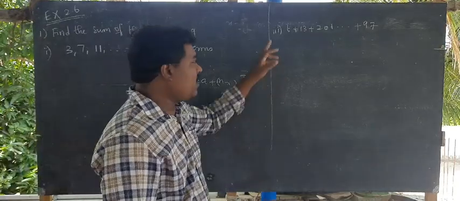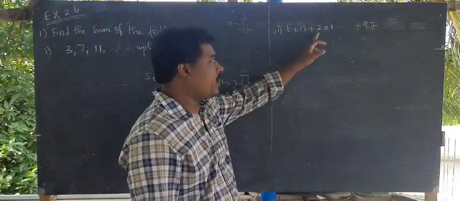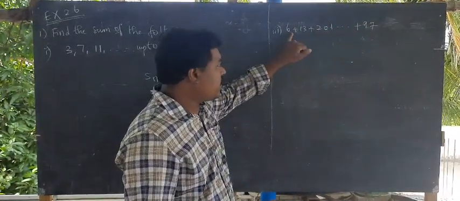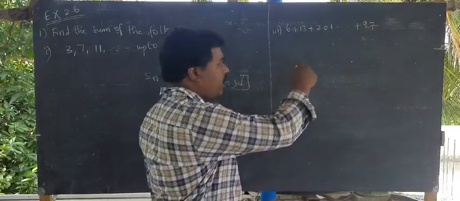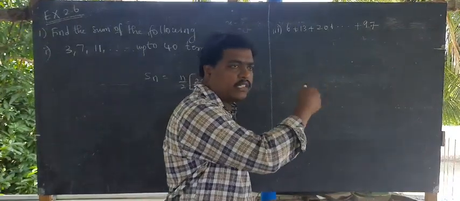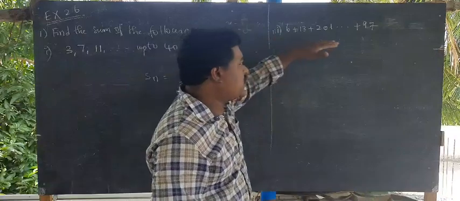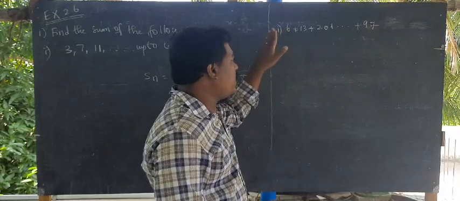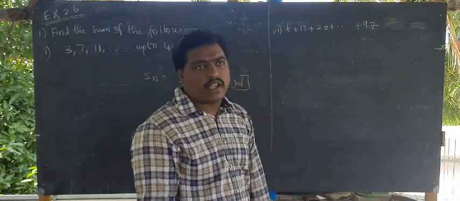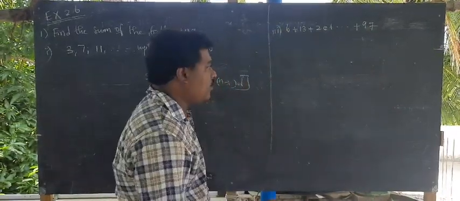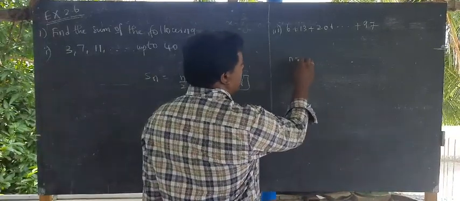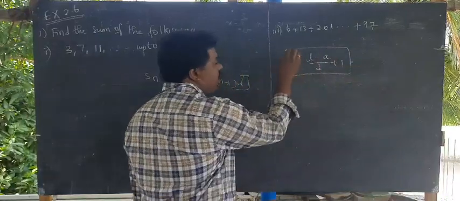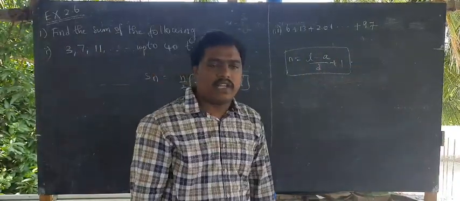Now subdivision 3: 6 plus 13 plus 20 and so on up to 97. Continuously 6, 13, 20, 27, 34, like this we add, and the last term is 97. How many terms we have, that we have to find first, and then add. To find n, n equals L minus a by d plus 1. This is the formula for finding the value of n.